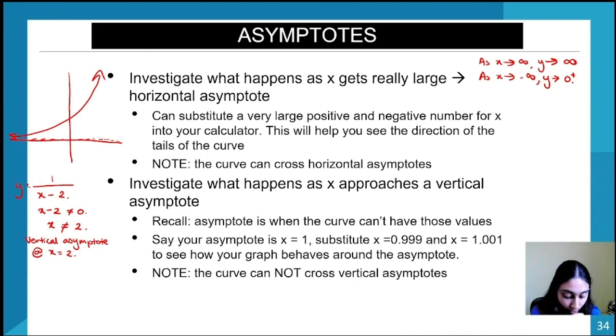Cool. So we can actually take a look at what's happening to the curve as we approach this asymptote. So let's take a look. I've got to draw it a bit more like this. I have my curve, and then I have my asymptote at x is equal to 2.